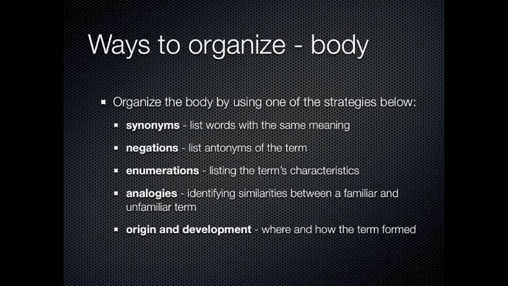There are several different ways to organize your body paragraph. You can use synonyms, which is listing words with the same meanings. You can use negations, which is listing antonyms of the term. You can use enumerations, which is listing the term's characteristics. Analogies, identifying similarities between a familiar and unfamiliar term. Or you can list its origin and development, where and how the term formed.